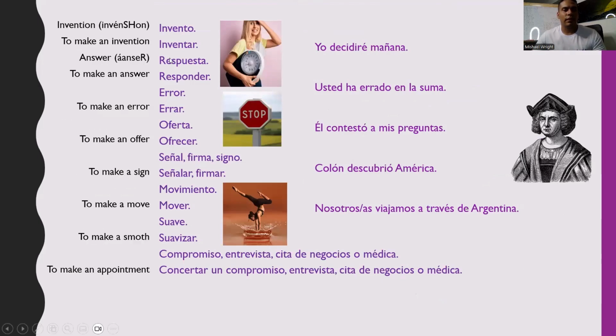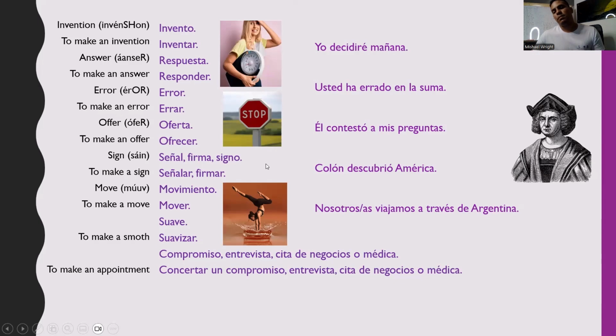Answer, to make an answer. Error, to make an error. Offer, to make an offer, which is the action. Sign, to make a sign. Move, to make a move.